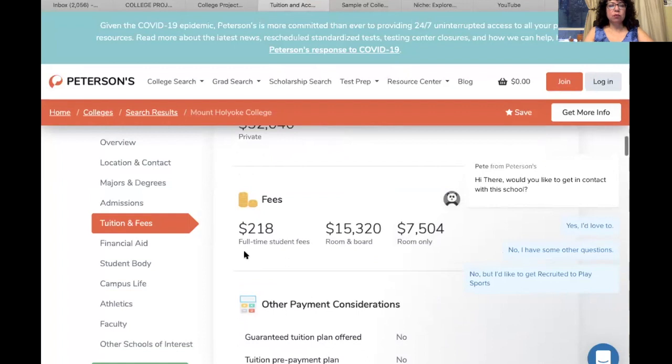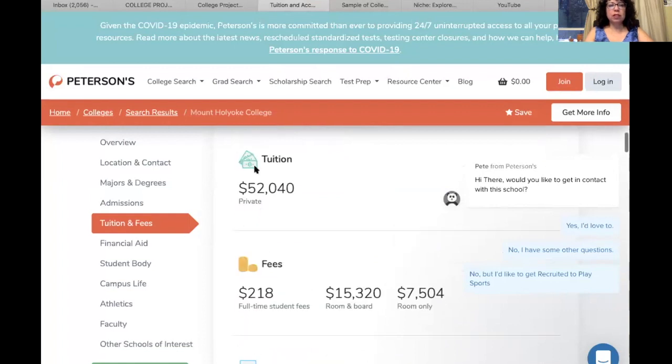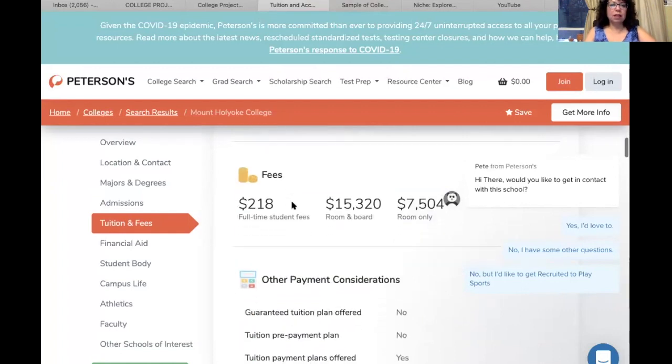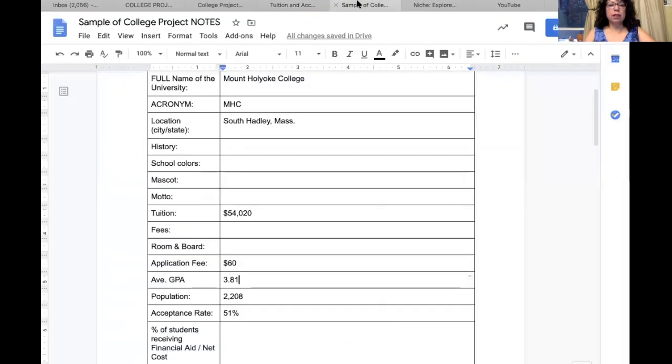So it says full-time student fees. So tuition is what you pay to go to school there. This is a private school. So this is important. If it's public school, it's going to be a lot less money because the state will fund it. This is not funded by the state that it's in, so they have to charge more. But they usually do have a lot better financial aid packets, so you kind of have to look at both things. So student fees, we're going to go ahead and add that in there.